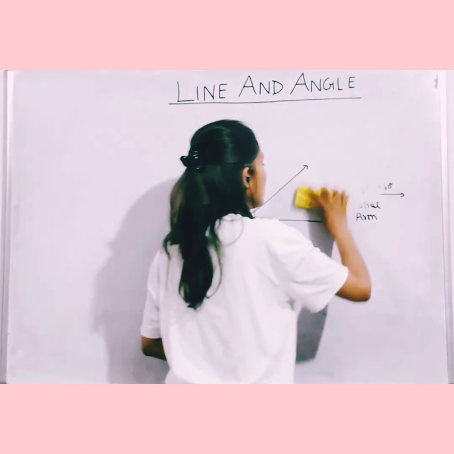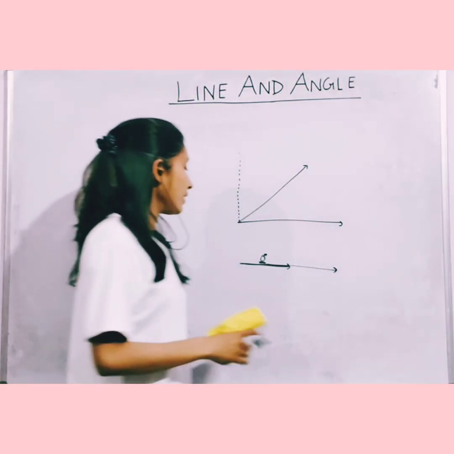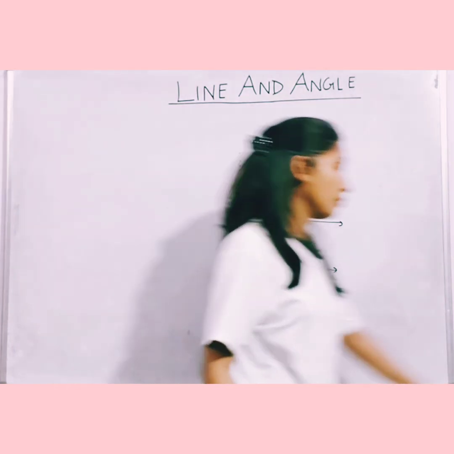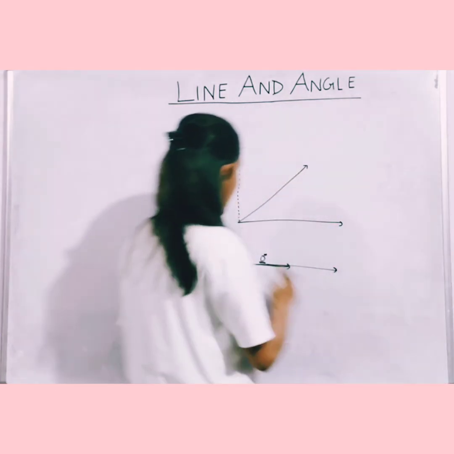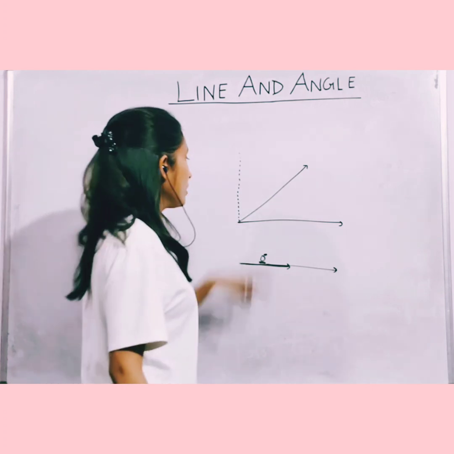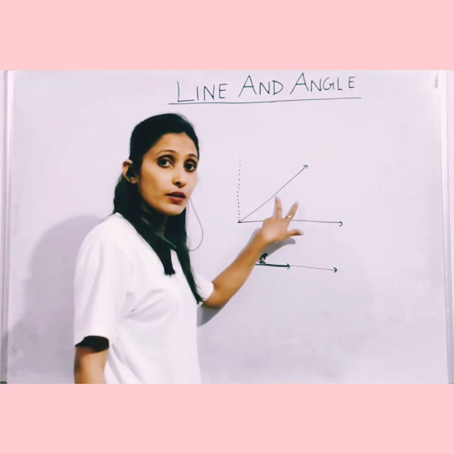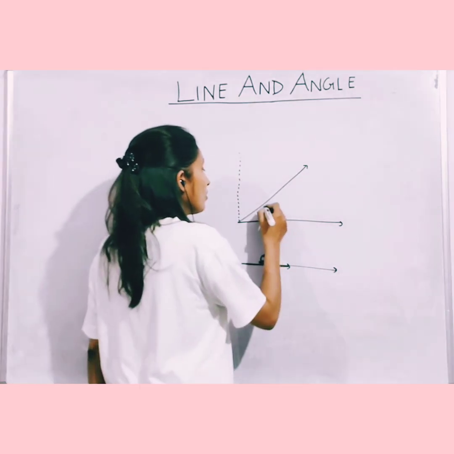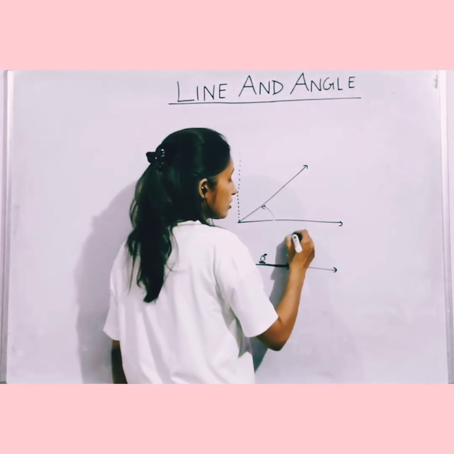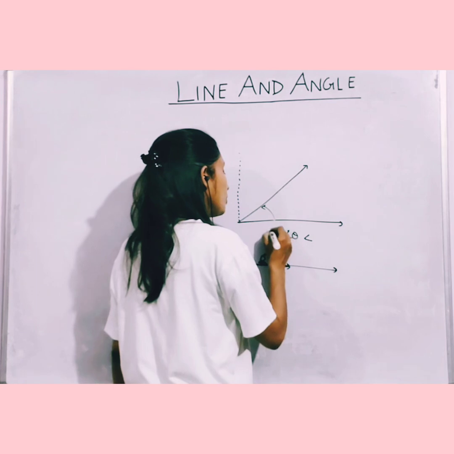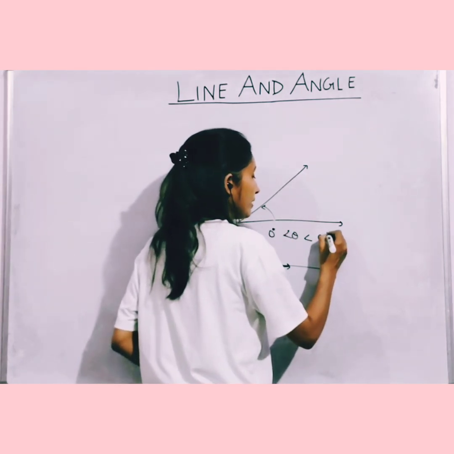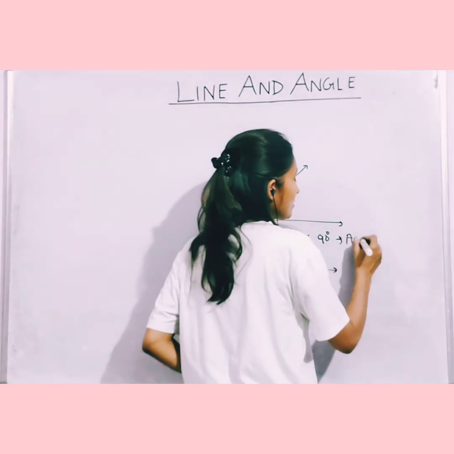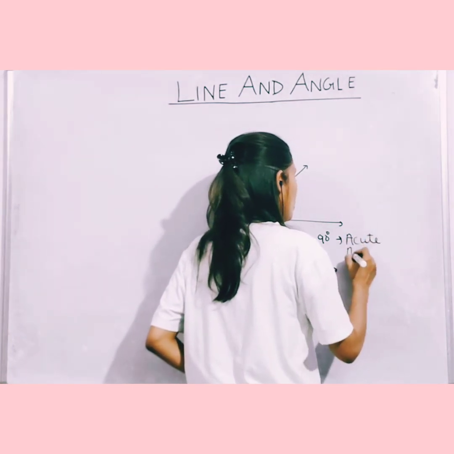So here in 0 degrees, we can clearly see the terminal arm and the initial arm are coinciding. So the angle is here 0 degrees. So this angle is greater than 0 degrees, right? But it is less than 90 degrees. So when an angle lies between 0 degrees and 90 degrees, it will be called an acute angle. Okay.